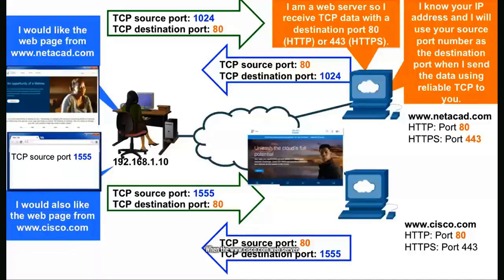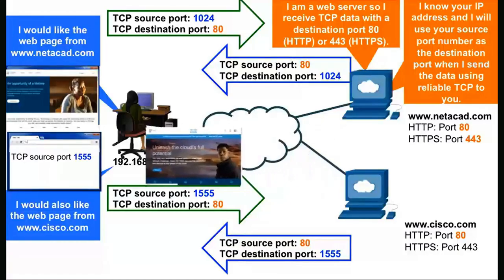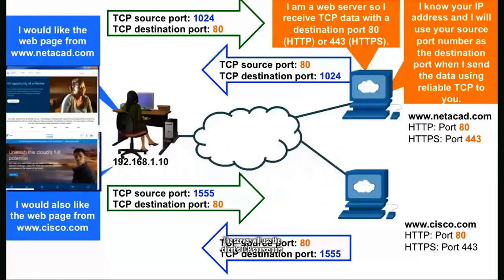When the www.cisco.com web server sends the specific client the data it has requested, it will be sent from its TCP source port 80, its HTTP application. The server will use the client's TCP source port as the TCP destination port, port 1555. When the client receives this information, it examines the destination port number to know which browser window the data is intended for.